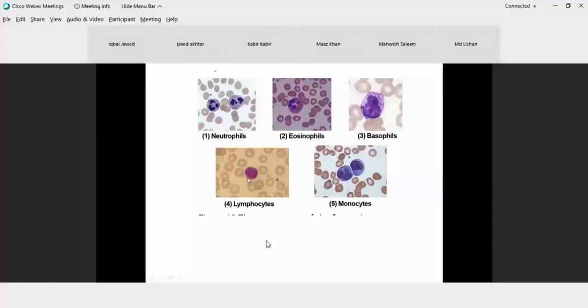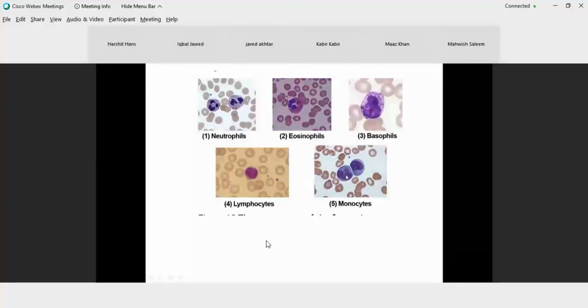Then lymphocytes are of two types, small lymphocyte and large lymphocyte. Small lymphocyte is comparable to the size of the surrounding RBCs, that is 7 to 10 micrometer in diameter, whereas large lymphocyte is bigger. It is 10 to 14 micrometer in diameter, that is 1.5 to twice the size of the surrounding RBCs. Whereas monocyte is a very large cell. It has 12 to 18 micrometer diameter, and the outline is irregular.